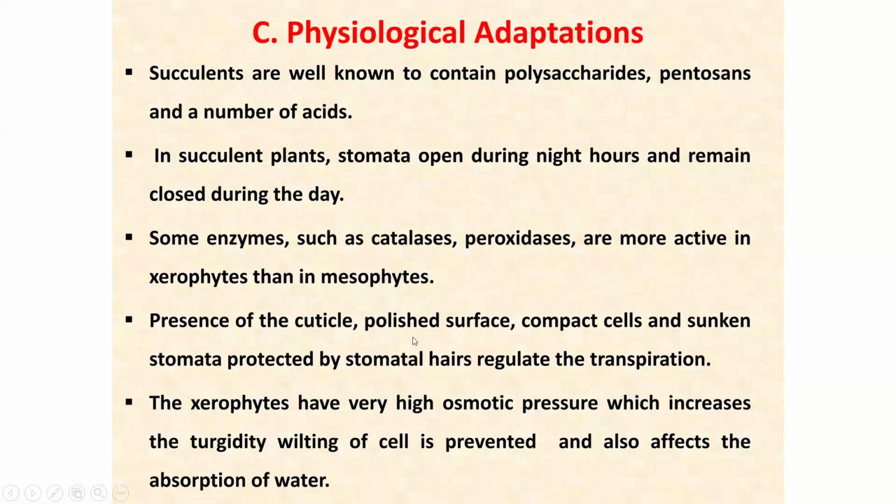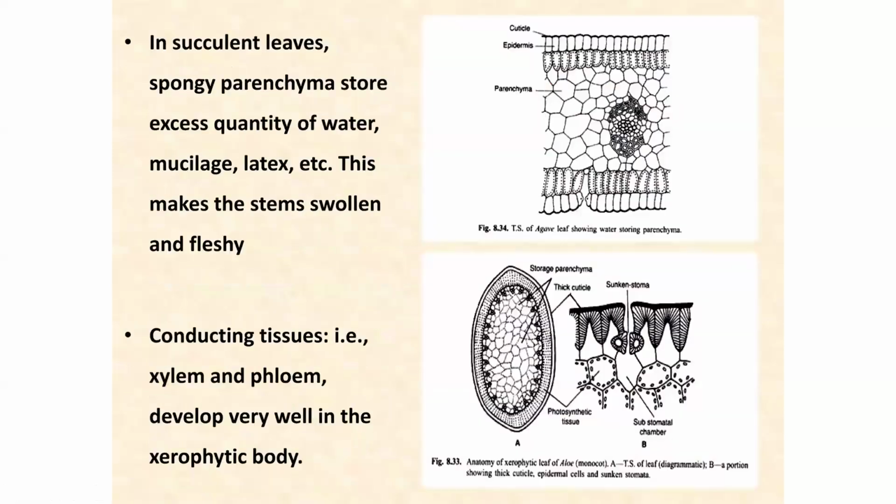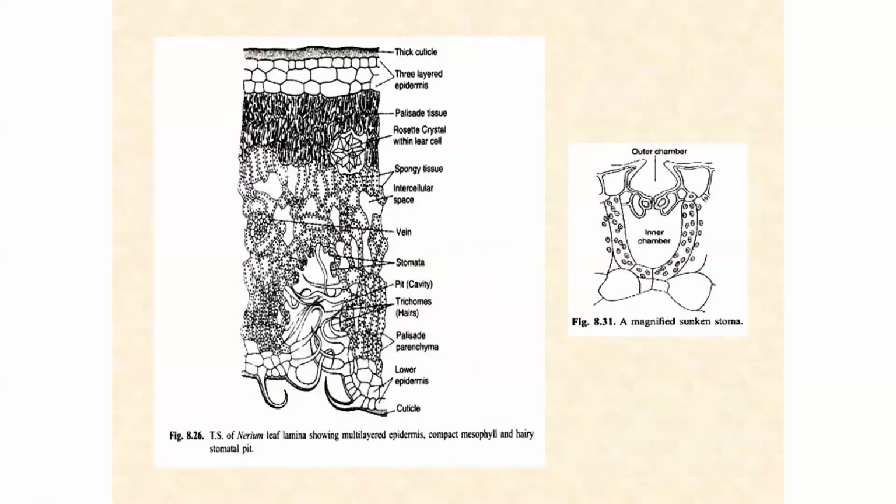The presence of a cuticle and polished surface, that is a waxy layer and compact cells, and sunken stomata protected by stomatal hairs, regulate the transpiration. The xerophytes have very high osmotic pressure, which increases turgidity, prevents wilting of the cell, and also affects the absorption of water. So these are the physiological adaptations, and these are the anatomical adaptations of xerophytes.